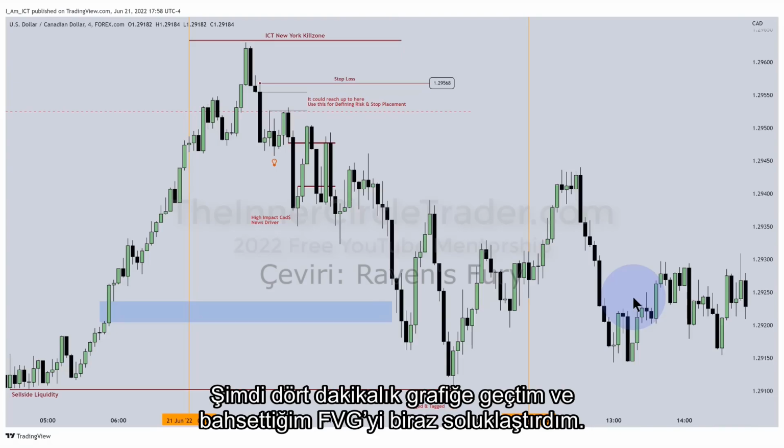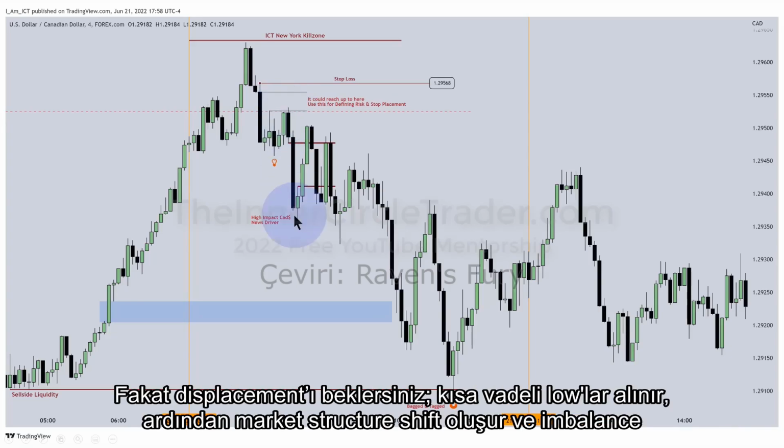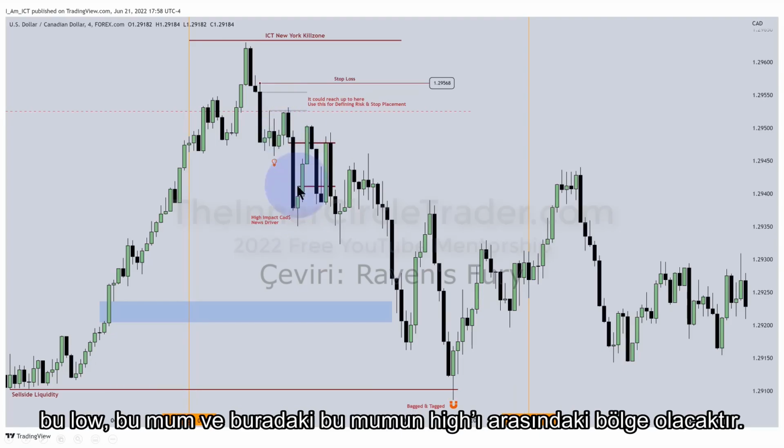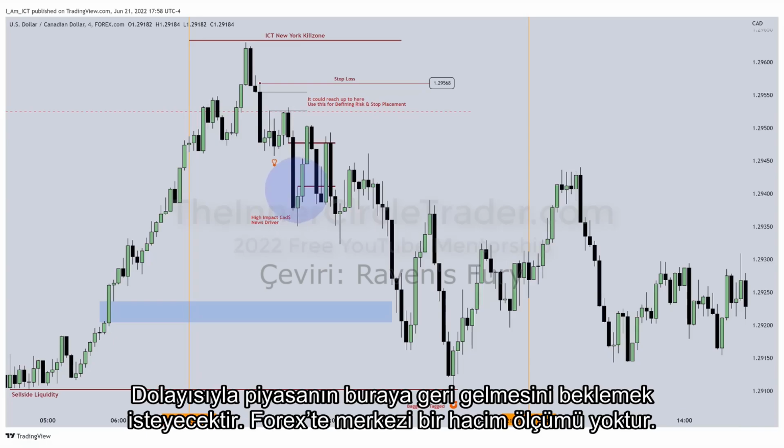Now drop down into a 4-minute chart, and I dimmed the fair value gap that I mentioned earlier, that you could have taken that trade, but it'd be ahead of the news driver, and it's a little bit riskier. But you wait for the displacement, short-term low is taken, then we have a shift in market structure, and the imbalance would be between this low of this candle and the high of this candle in here. Now by itself, this is a rather elongated imbalance. So all of this sell side delivery is imbalanced, and there's not enough buy side delivery. So it's going to want to wait for the market to come back up in here.